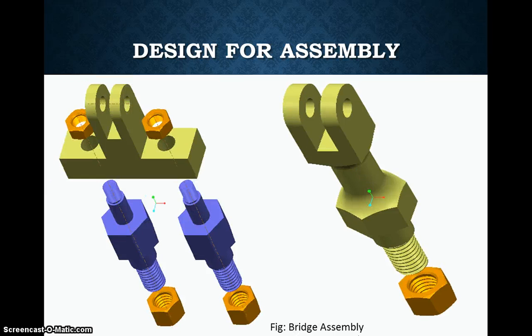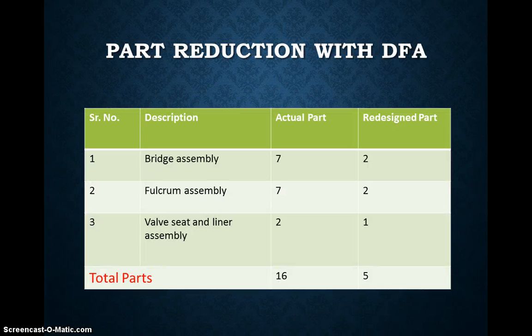This is the bridge assembly, in which the same design for assembly approach is used to reduce the number of parts in it. This is the table showing the part reduction with design for assembly. There were a total of 16 parts used before, which were then redesigned into 5. So there was a reduction of 11 components.